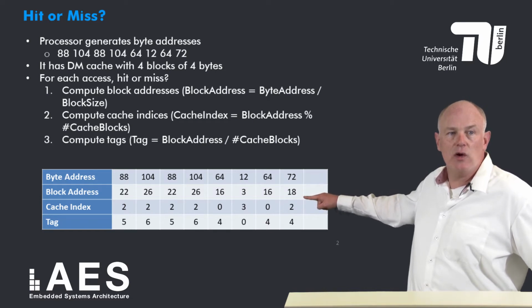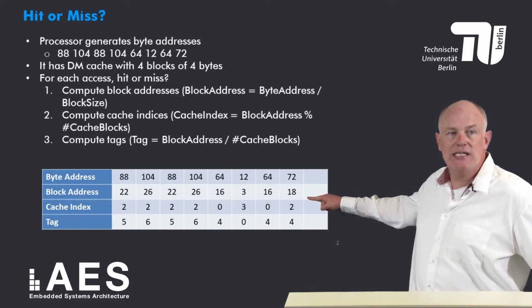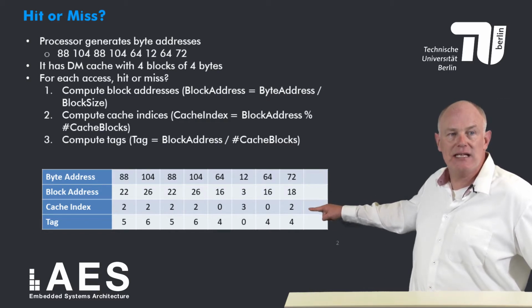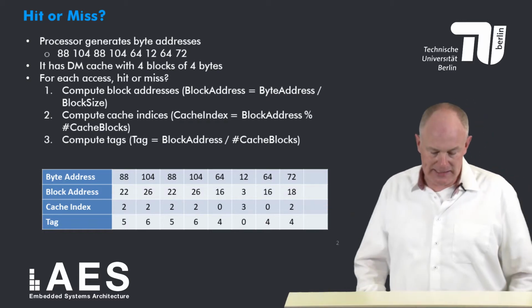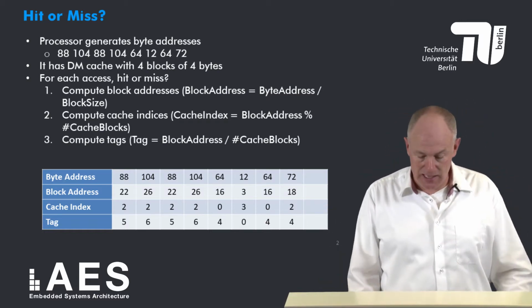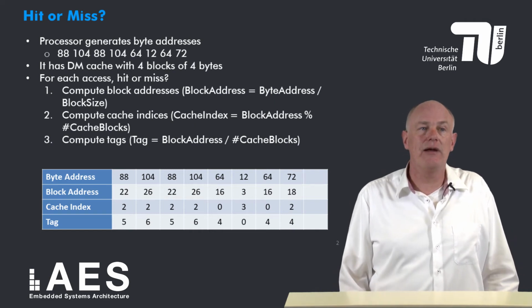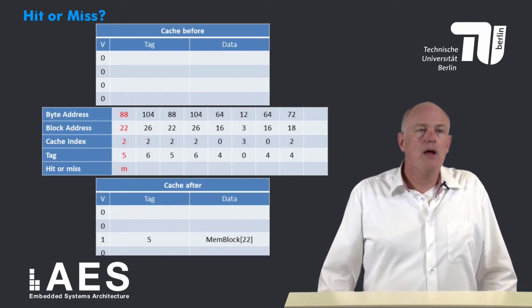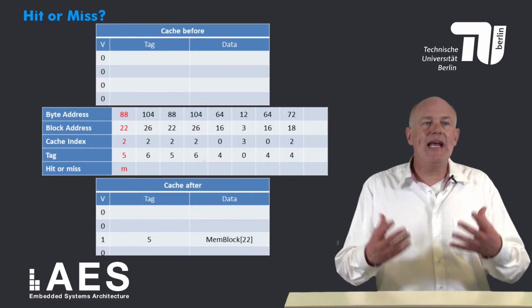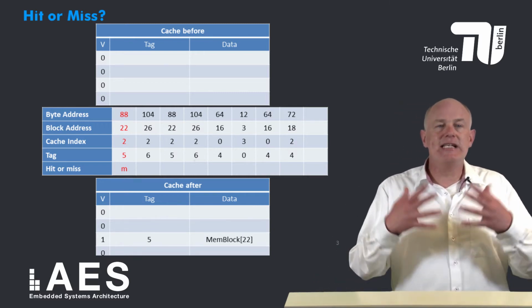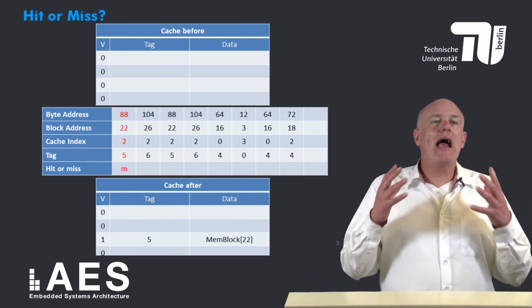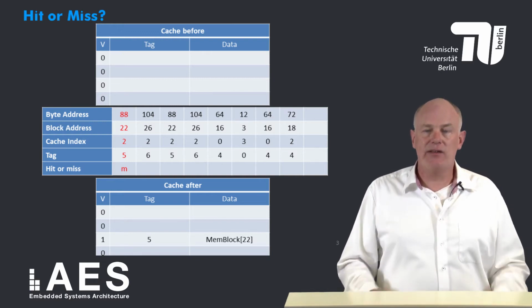If we then do this for all the byte addresses that were given to us, these will be the result: block addresses 22, 26, 22, 26, mapping to cache index 2, 2, 2, 2, etc. And the tag will be 5, 6, 5, 6, 4, etc. You can check that for yourself using your own calculator. Now we want to know for each access to a byte address, will it yield a hit or a miss?